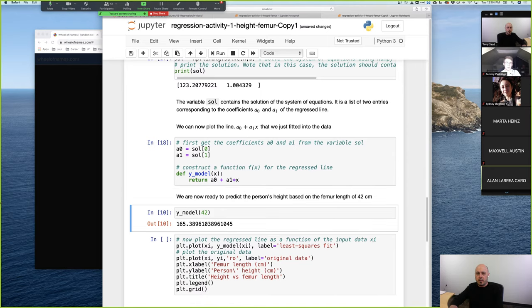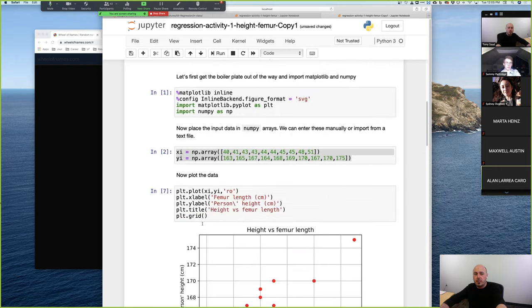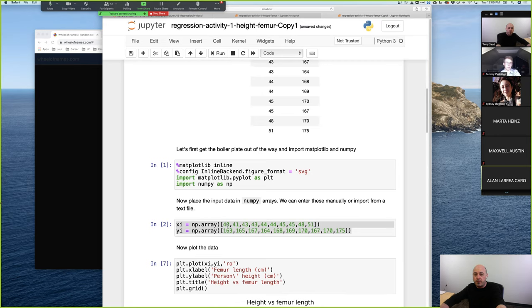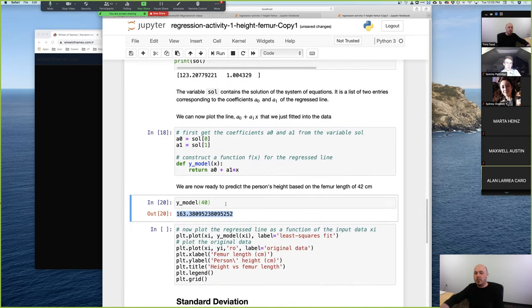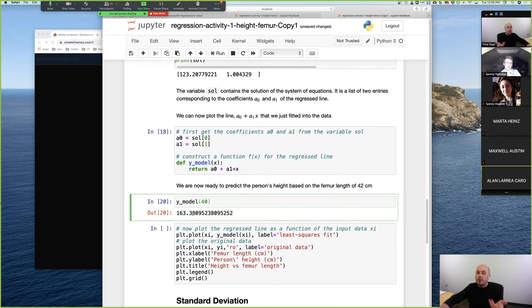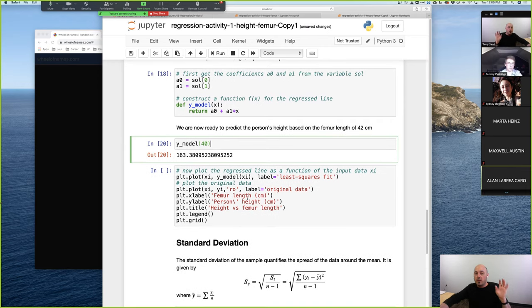Then when we execute this, now we can simply do a prediction. Y model, the regressed curve at femur length of 42, you get 165 centimeters. Okay, at length 40, you get 163. Now notice that's not gonna be the same value in the input data because the input data gave you at 40 exactly 163, okay? So that's gonna be something entirely different, all right? Because it's regression, it's finding a trend in the data that minimizes the error, okay?